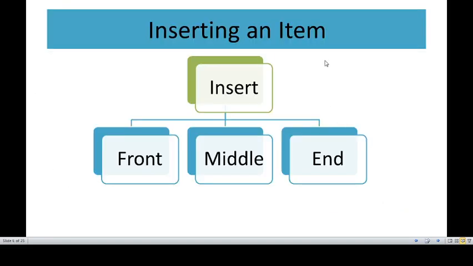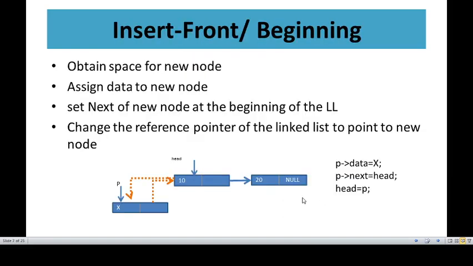After this, how to insert an item inside your linked list. You can insert at the front, middle or at the end. So let's see how to insert the item at the front. Obtain the space for the new node first. Then assign data to the new node. Suppose you want to add this node inside this linked list. This is the present linked list with the first node.